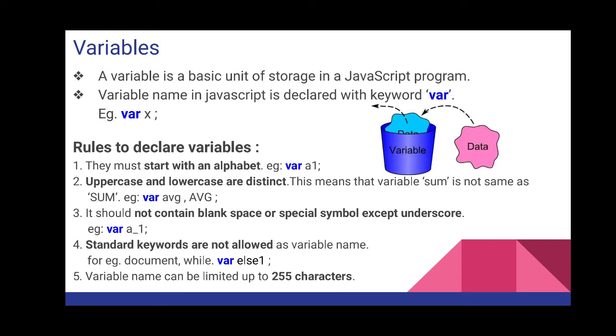So, variable. What can you say a variable is? What comes into your mind about what a variable could be? You have already studied variables in your school, right? We used X variable, Y variable. Why is it called a variable and what is a variable? A variable is a basic storage unit in a JavaScript program. What does a storage unit mean? It means a place where you can store your data safely. So this is what a variable is.